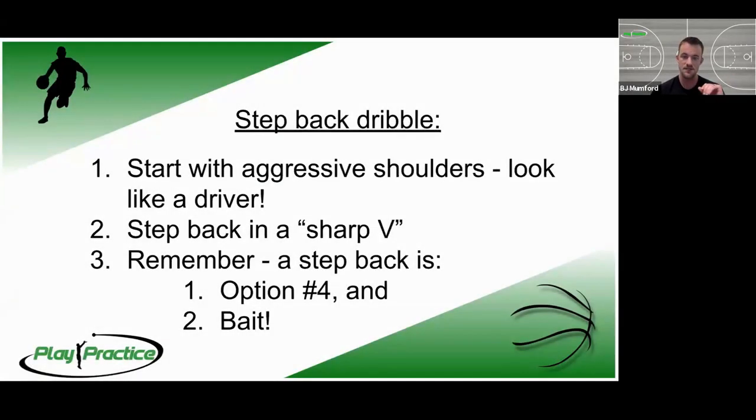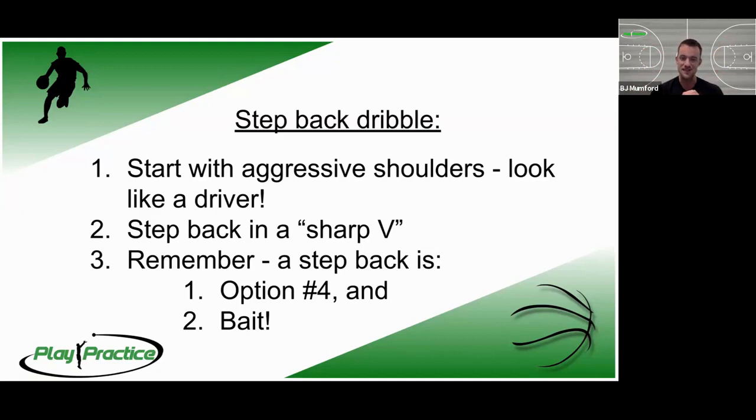And then finally, the step back dribble, starting with really aggressive shoulders, right? We want to look like a drive, have that defender already moving back toward the basket away from us. That exaggerates the effectiveness of this. We want to step back in a sharp V shape where we were going in toward the basket, and now we've popped back out away from the basket, creating the ideal amount of space where we can actually get up into a shot.